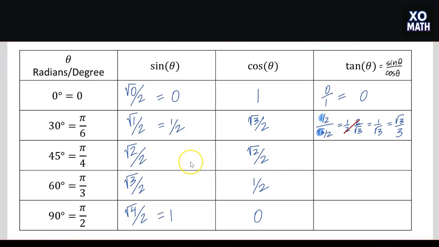Now the next value is nice. It's the same number over the same number. It's the square root of 2 over 2, and the square root of 2 over 2. That's simply 1.